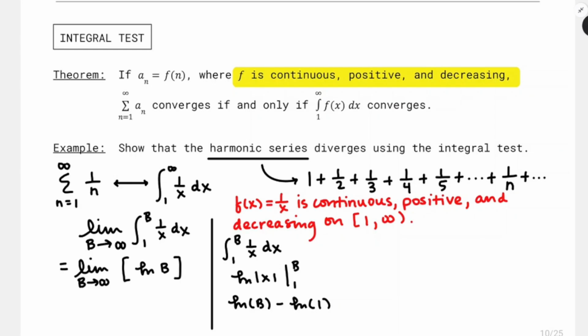So I go over here and write out that limit. And as b approaches infinity, the natural log of b is also going to approach infinity. So I'm going to say this limit doesn't exist. And the fact that this limit doesn't exist means the integral diverges, the series diverges. And that's how the integral test works.